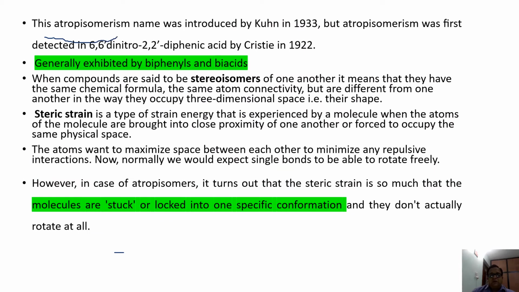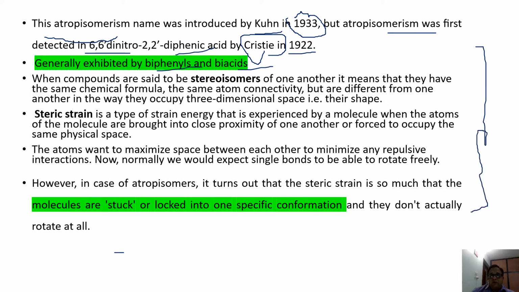This name atropisomerism was given by Kuhn in 1933. But actually this atropisomerism was detected in 1922 by Christie, and the compound was 6,6'-dinitro-2,2'-diphenic acid. And this atropisomerism is generally exhibited by biphenyls and biaryls. Now see why this atropisomerism results.